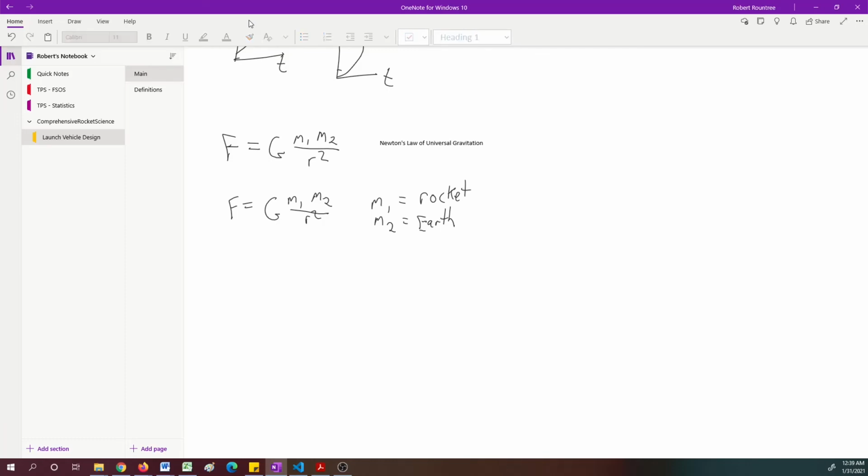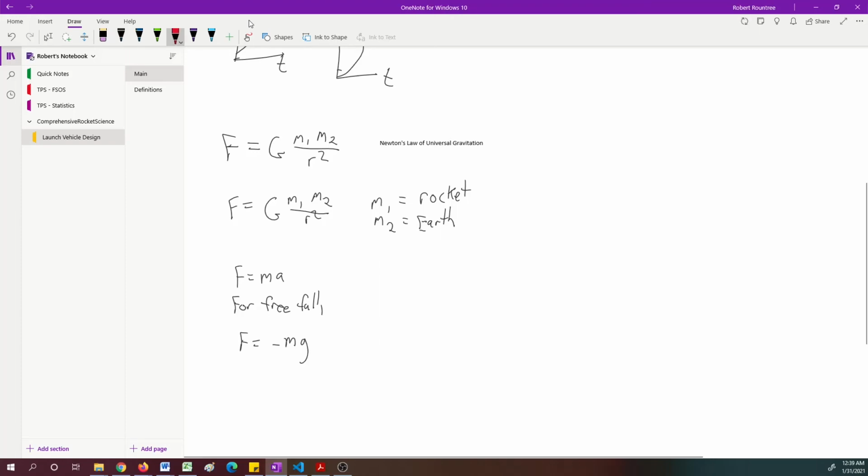We know that F equals ma, and for free fall, F equals negative mg, where g is gravity. You may think that g is a constant, but this isn't actually true. G is only equal to 9.8 meters per second squared at sea level on Earth, and is actually slightly less than that higher in space. To find g, we can say that F over m equals g, where m is the mass of your rocket.